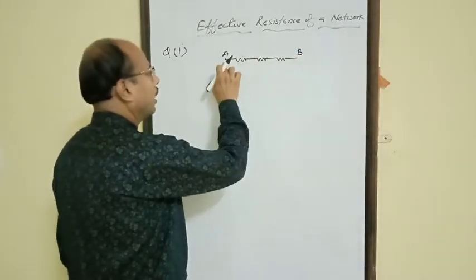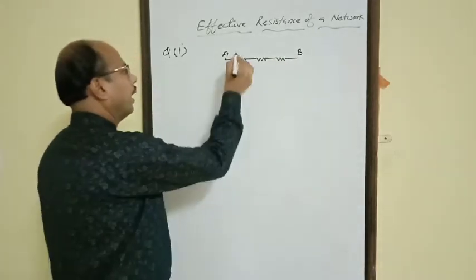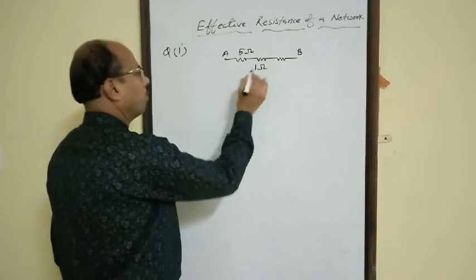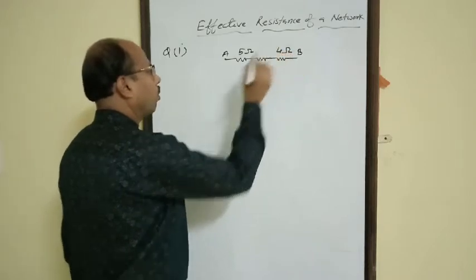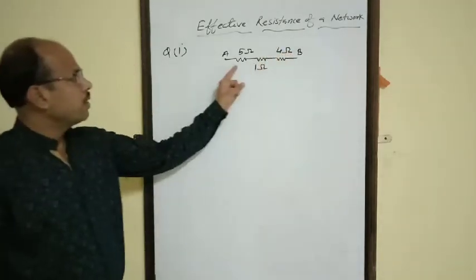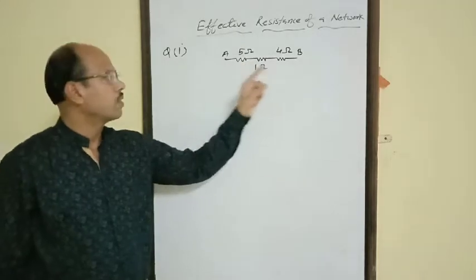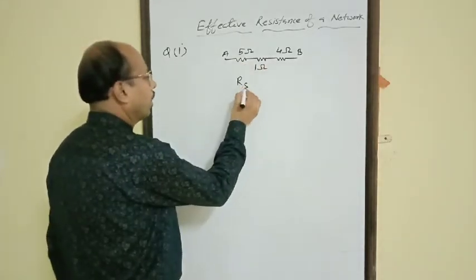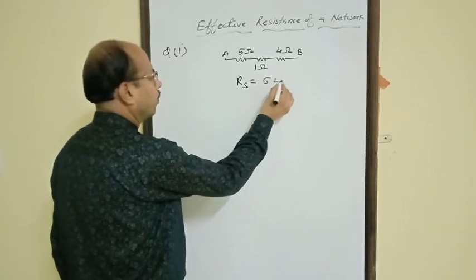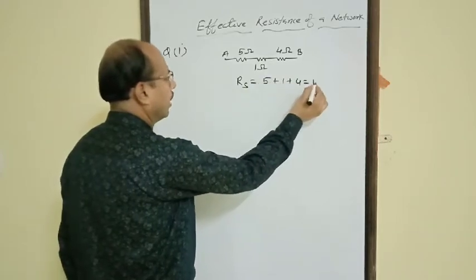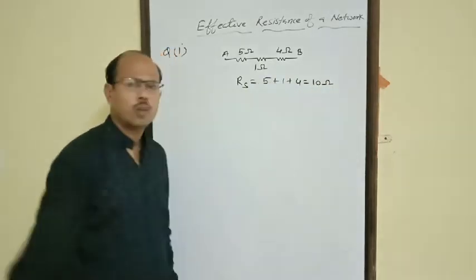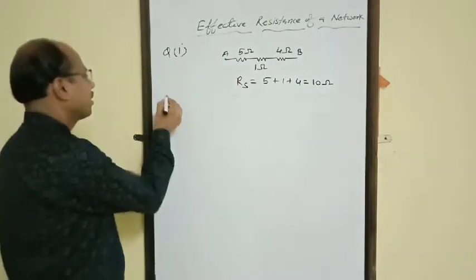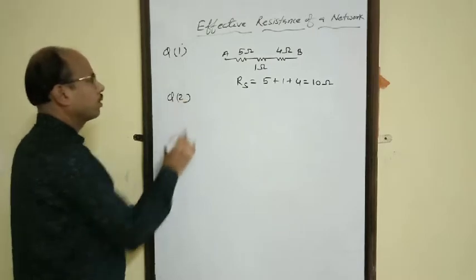There are 2 points A and B, and this resistance is 5 ohm, this is 1 ohm, and this is 4 ohm. So here we can easily understand these are 3 resistors connected in series. No need to write the formula, we can write 5 plus 1 plus 4, the answer will be 10. No doubt, very easy question. This is series combination.